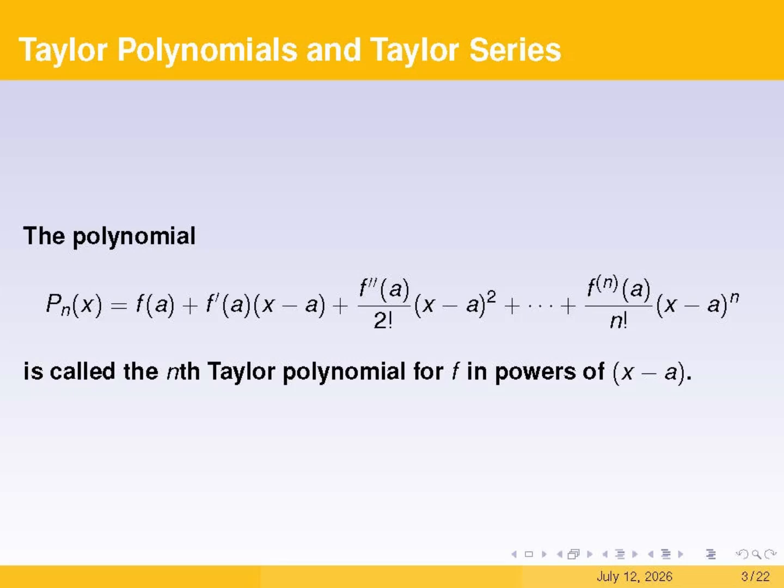Following up on Taylor's theorem, we can write the function f as a Taylor polynomial plus the Taylor remainder. The polynomial part is what you see in the second line. The full, formal name for it is the nth degree Taylor polynomial in powers of x minus a.